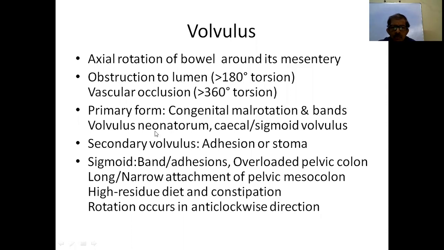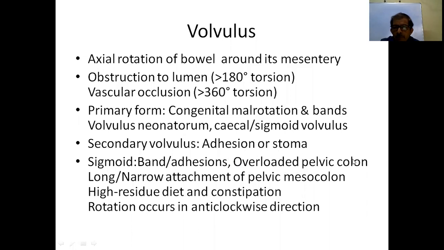So secondary volvulus, after surgery, there may be adhesions or a stoma around it. There may be volvulus. So what is the cause for sigmoid volvulus? There may be bands or adhesions, an overloaded colon, particularly in South India. Our people eat so much, that's why it's very common. In the place where I did my PG, that is Kakinada, sigmoid volvulus is so common because they take huge quantities of rice.